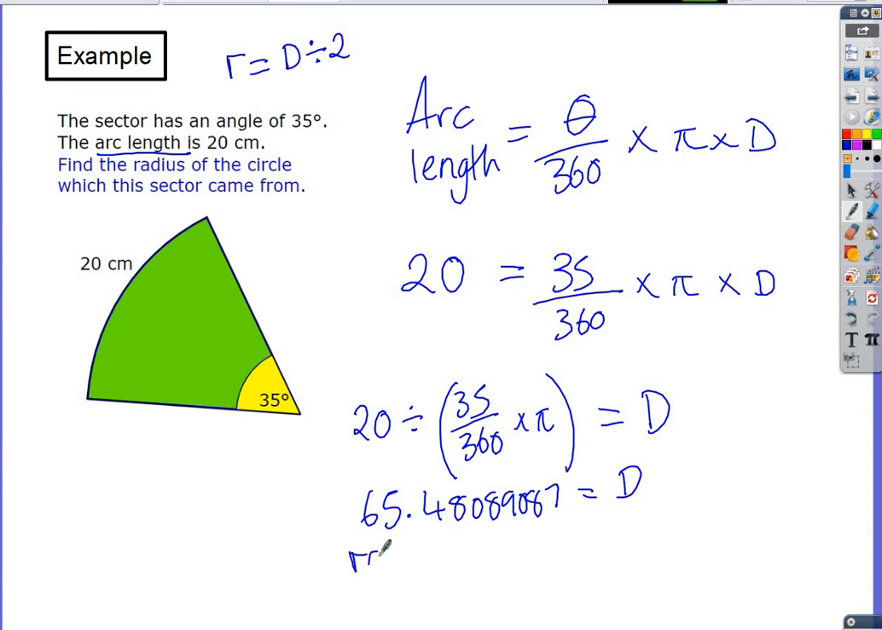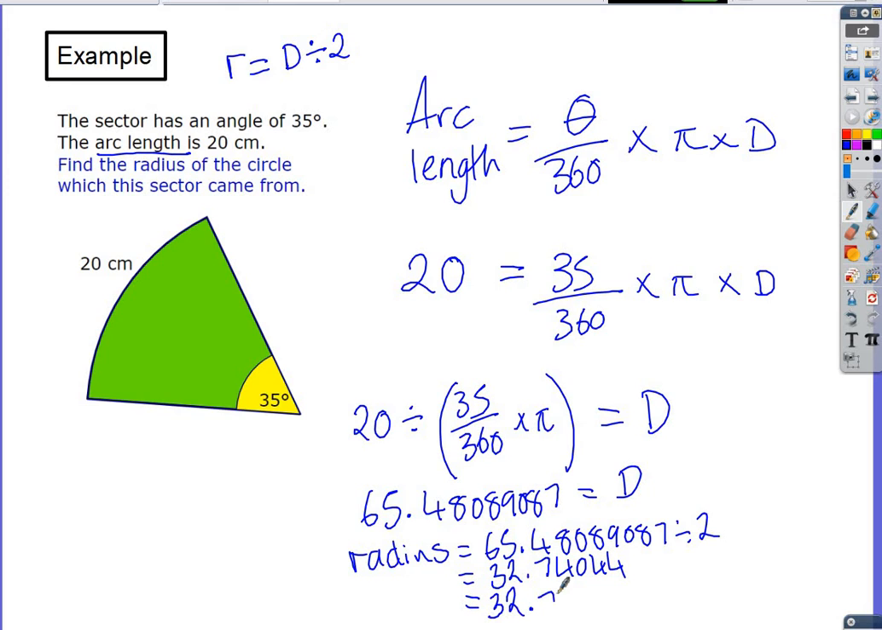So that means then that the radius is going to be half of that, because it's half the diameter, which will give you 32.74044. And then again, as it's a length, we will round it to 2 decimal places and write the units there as well. So that's how you'd go about finding the radius. The important part there to take out of the question is that it's given you the arc length.